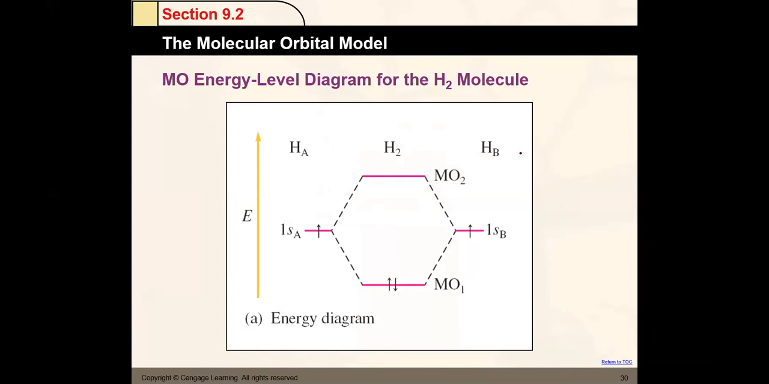So for hydrogen 1 and hydrogen 2 in H2, hydrogen gas, right? One electron here, one electron here. There is one bonding MO. This one is the anti-bonding MO. You have two electrons here, so I fill in first the bonding MO.